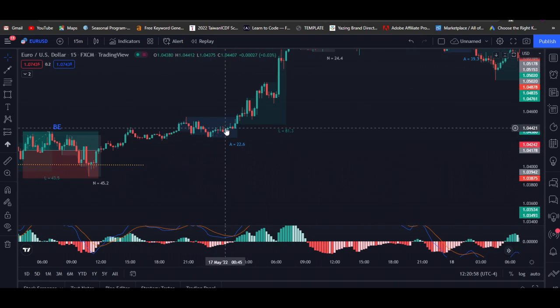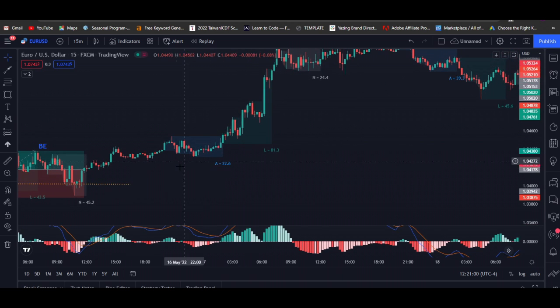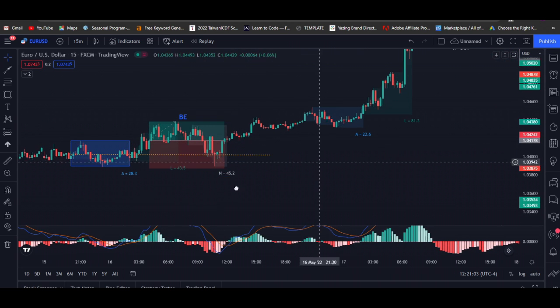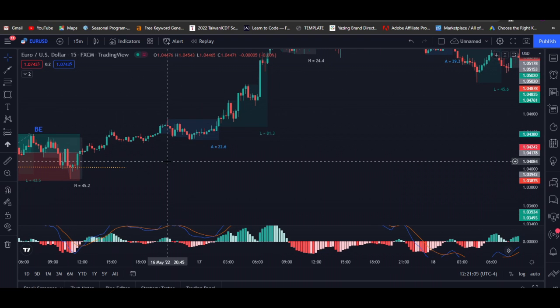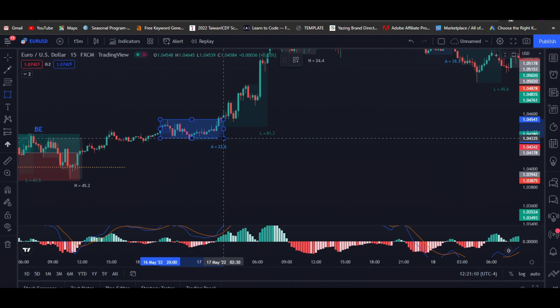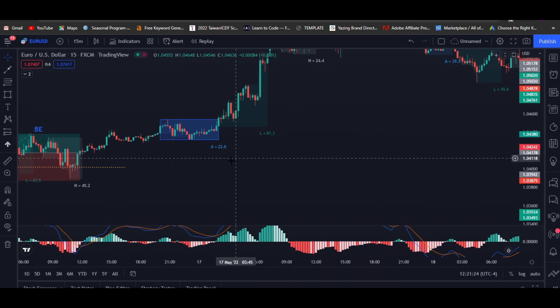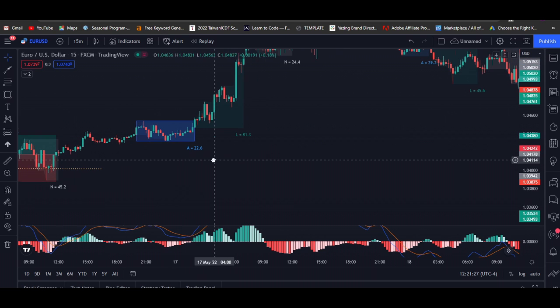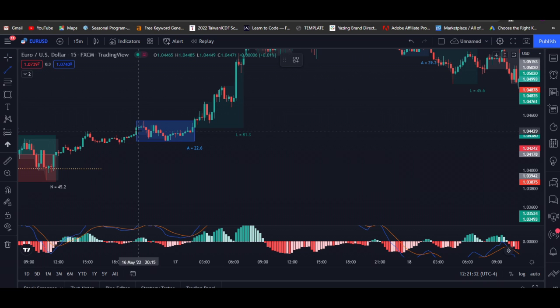Now we come in on May 17th. We're looking for a buy setup as price went up on May 16th. Let's draw the Asian box here. Okay, let's get back. Let's draw the box. Let's put the middle of this session.